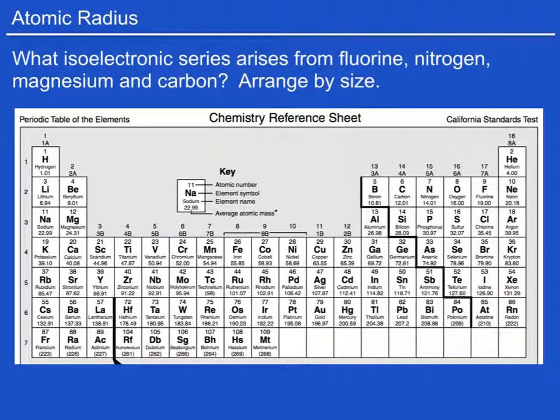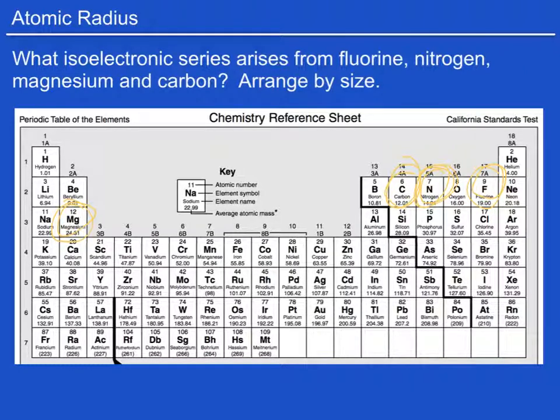Alright, so I'm just going to highlight the elements that we're dealing with here. The first one we're looking for is fluorine, so again up to the right here, nitrogen, and magnesium, and also carbon. Alright, so for an isoelectronic series, we're trying to figure out where all of these are going to want to go. Well, remember nonmetals, things over here on the upper right, they tend to form negative ions.